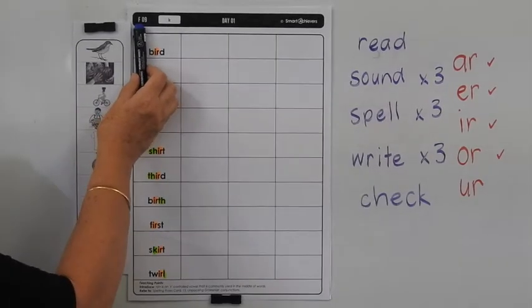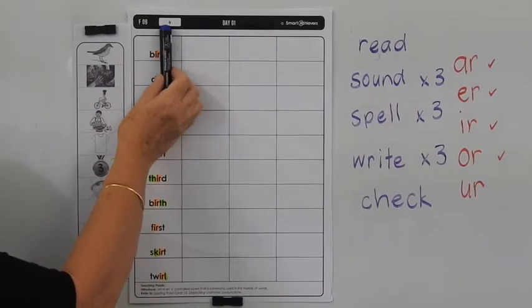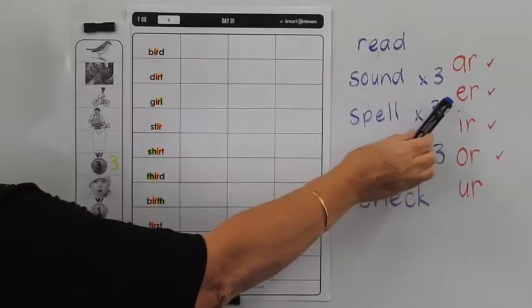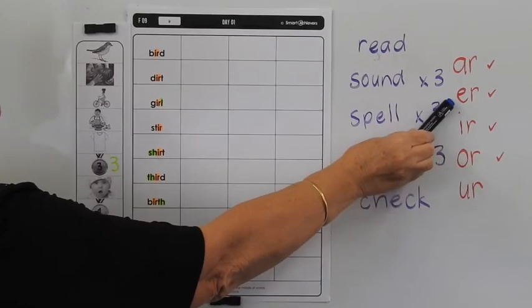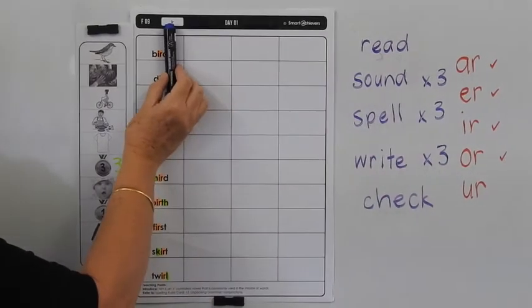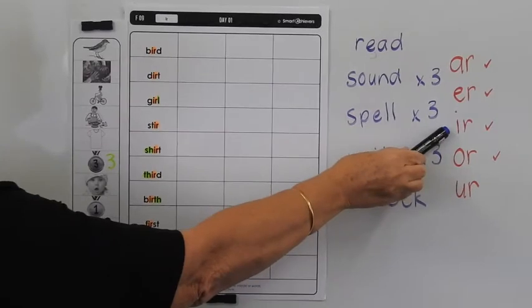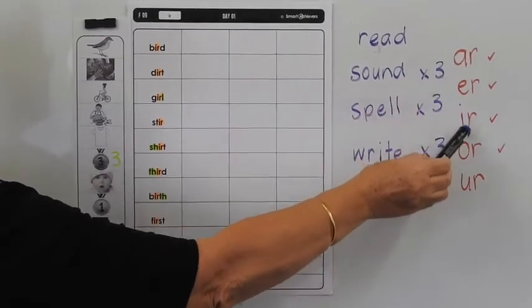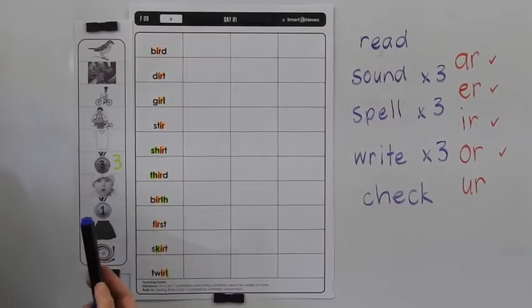This is F9, day 1, and we're introducing you to another way of writing the sound. We've already learnt that ER can make the sound. Now we're learning that IR can make the same sound. These are all R-controlled vowels, so when we put a vowel with an R, we call them R-controlled vowels.